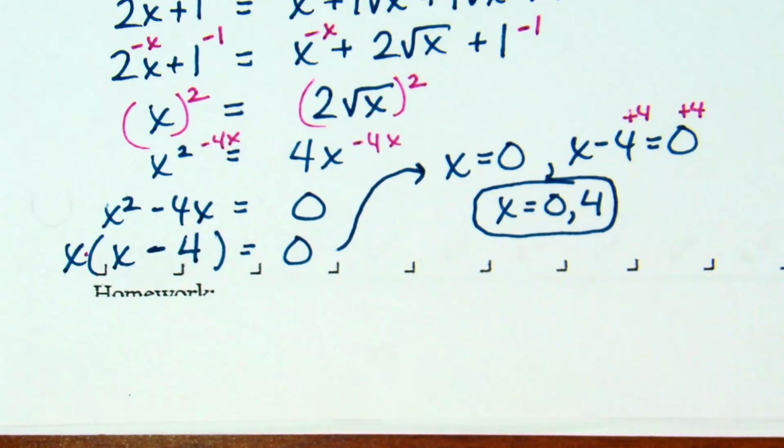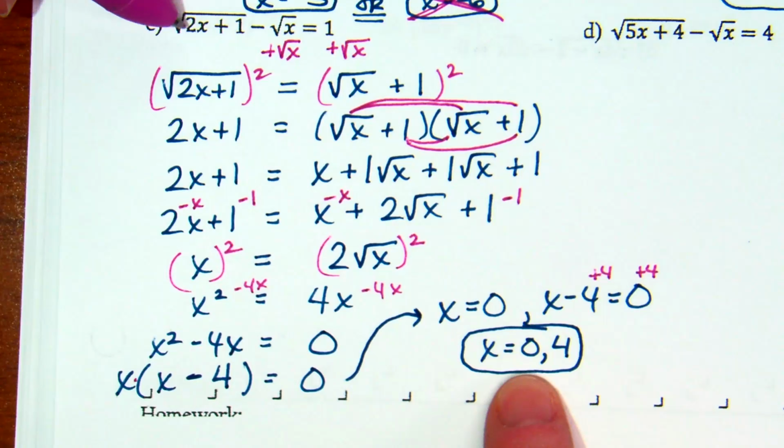Shall we check 4? Yes. 2 times 4 is 8 plus 1, 9. Square root of 9, 3. Minus square root of x. What was I putting in? 4. So square root of 4 is 2. We already had a 3. 3 minus 2 is 1. They both work. Is that a possibility? It is. Okay? So, problem took longer than I remembered.